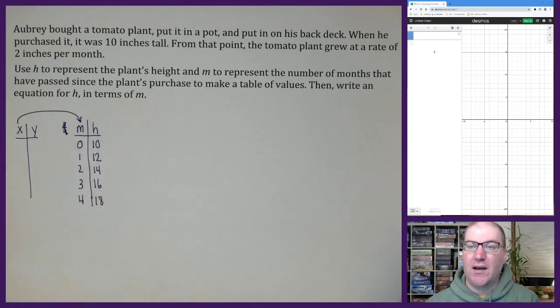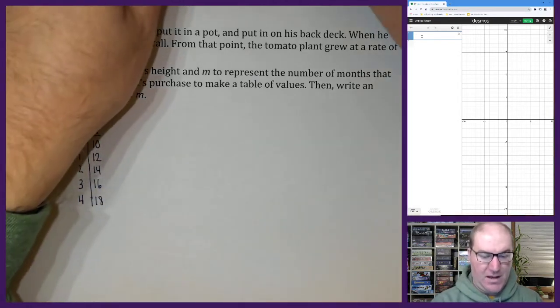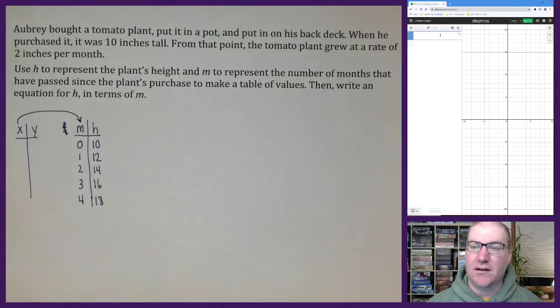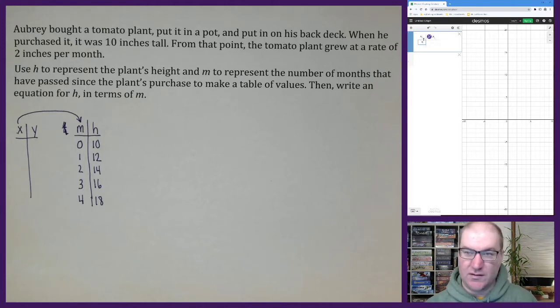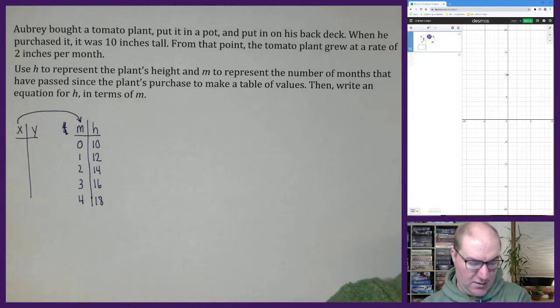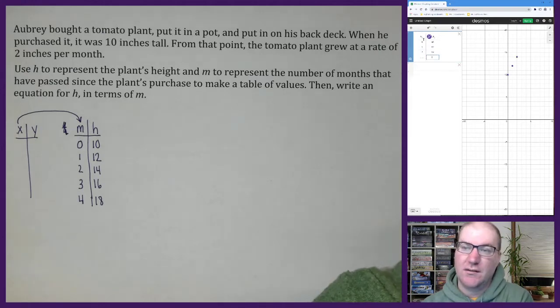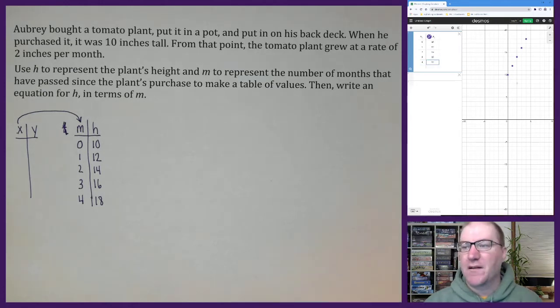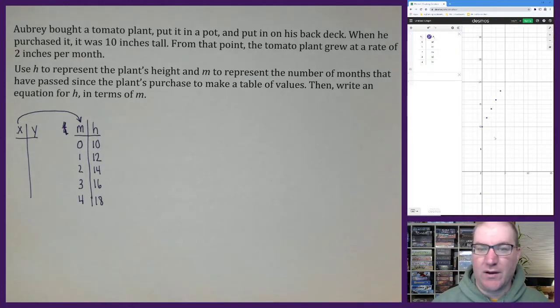But before I do that, I'd like to plot these as points in a table here. So let's do 0, 10, and 1, 12, and 2, 14, and 3, 16, and 4, 18. So as you can see, as expected, we have a linear relationship here. The dots are increasing at a constant rate. And now they want us to write this as an equation.